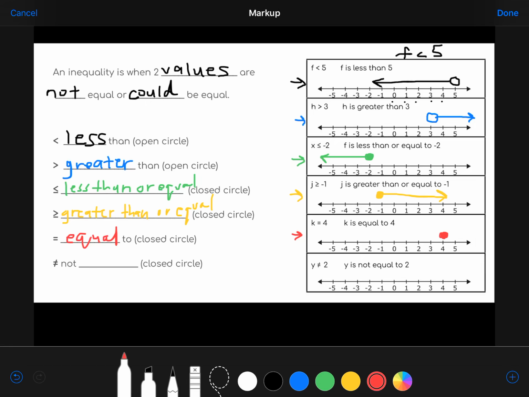And then lastly, we have not equal. So not equal would be represented by an open circle. So it's any number that is not +2. So it can be any number except for +2. So it's an open circle on 2 because 2 is not the solution.